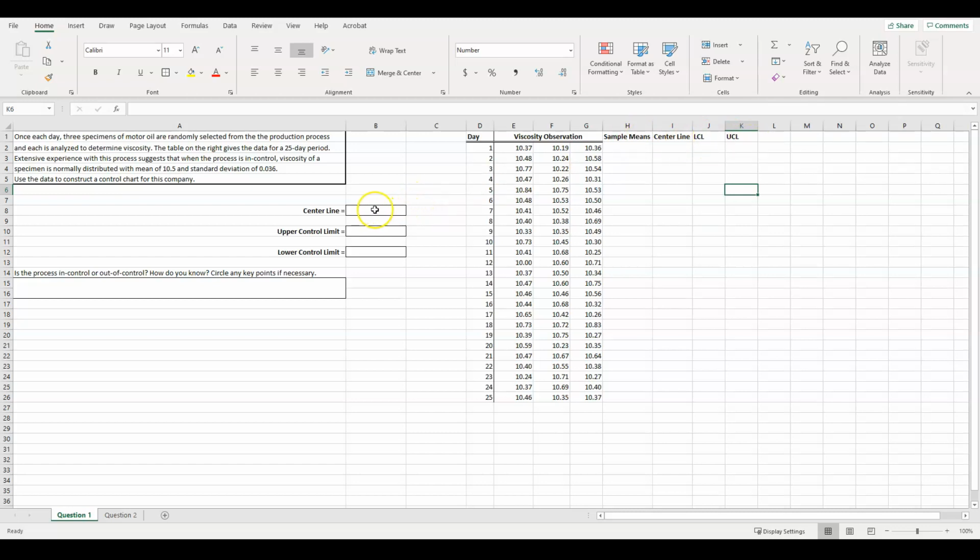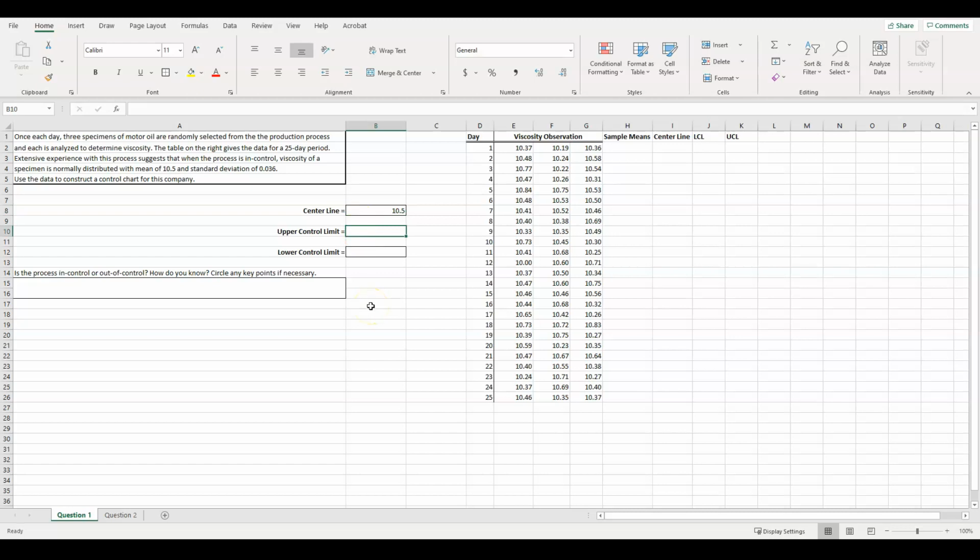So how do we get these things? It's kind of up to you where you start, but I'm going to start with the center line. The center line is the target value, or the mean of your samples here. Sorry, not the mean of the samples, the mean of the population. Basically, coming out of this company, they're shooting for a 10.5 viscosity. So the center line is going to be at 10.5.